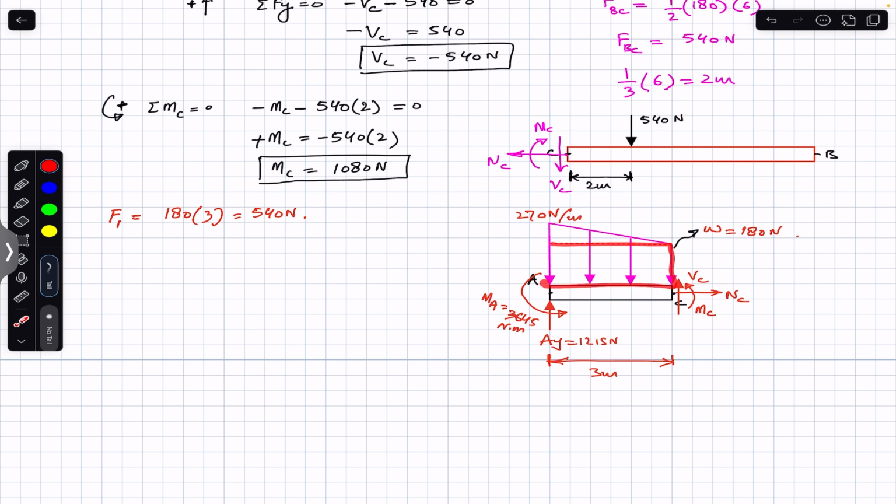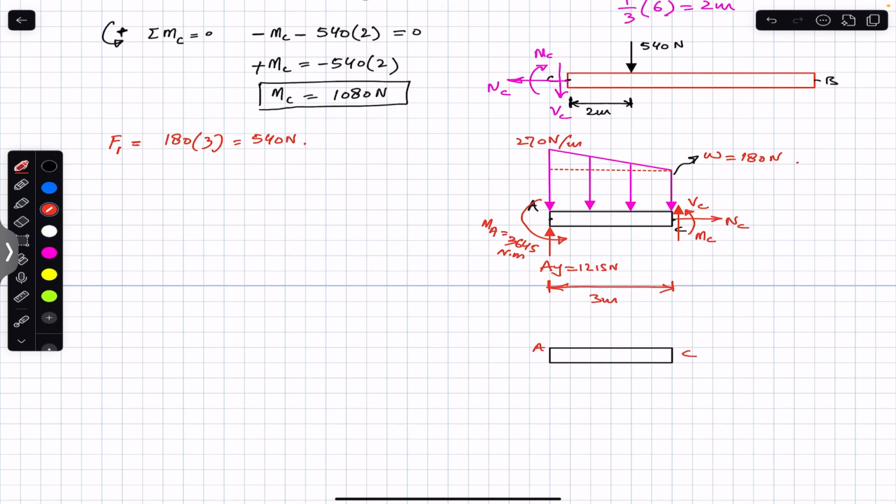The center of a rectangle will be at a distance of 1 divided by 2 of this length. This length is 3, so this will be 1 divided by 2 into 3, which is 1.5. So this 540 Newton force is going to replace this rectangular distributed load, and this 540 Newton force will act somewhere here at a distance of 1.5 meters from point A. We will have the 540 Newton force acting somewhere here, at a distance of 1.5 meters.